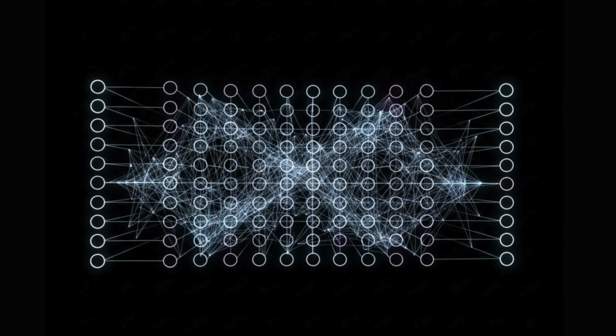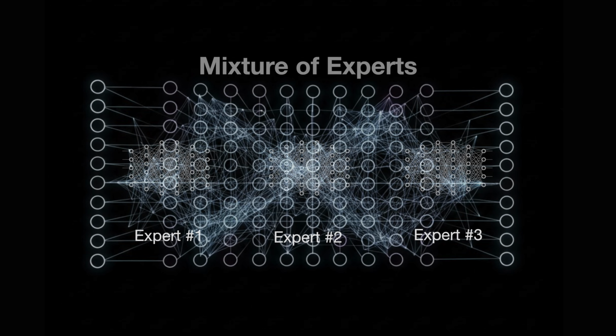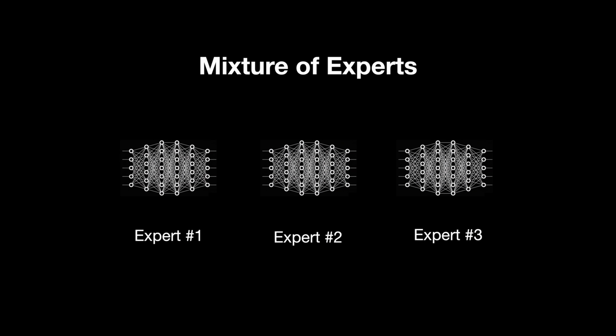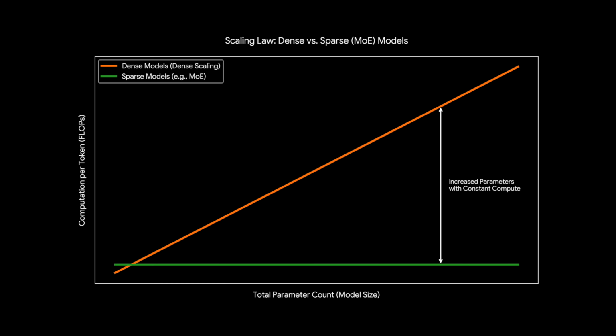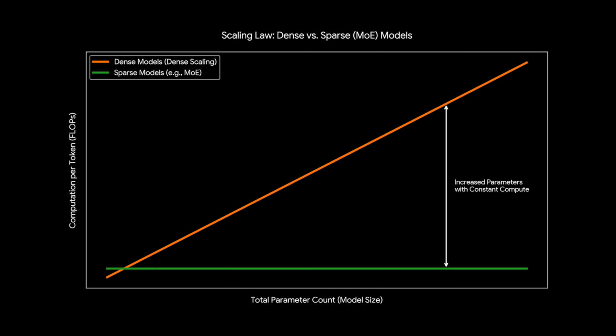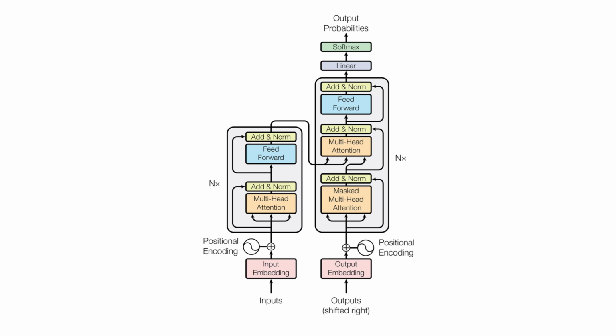Instead of one monolithic network, the model is split into many experts. Each expert is a smaller feed-forward network with its own parameters, but only a few experts are active for each token. This changes the scaling law. You can dramatically increase total parameter count without increasing computation per token. The model becomes sparse.